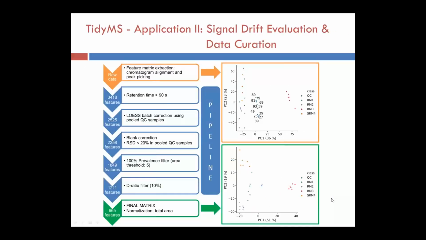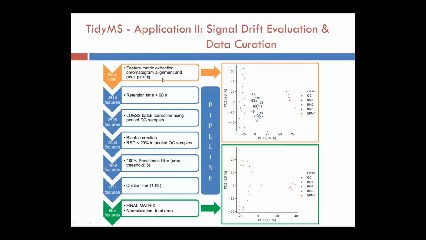The second application that I mentioned at the beginning of TidyMS is the application of a signal drift evaluation and data curation pipeline. So for this case, I'm showing here the different steps that the TidyMS pipeline applied for curating the data that was previously extracted by using Progenesis QI.